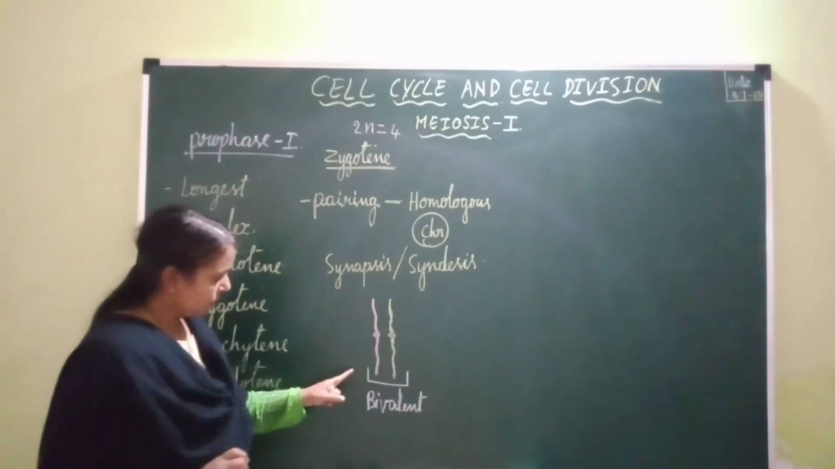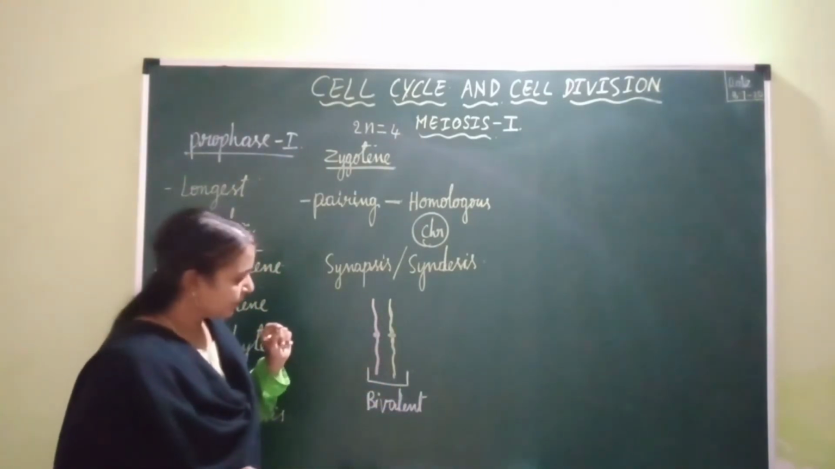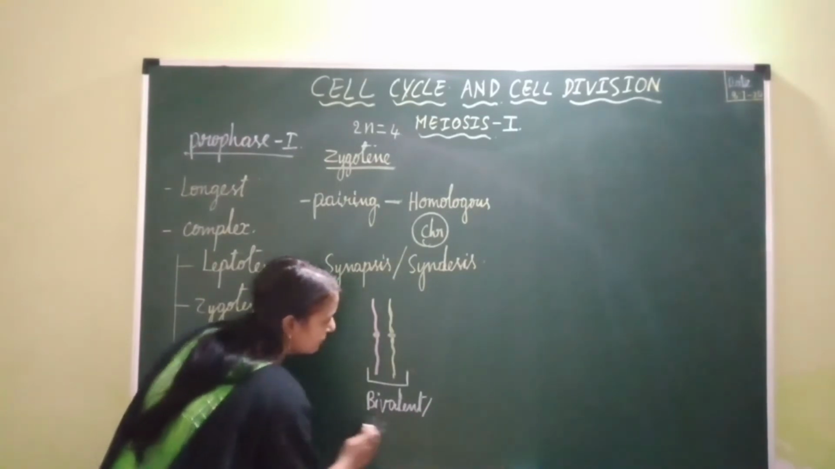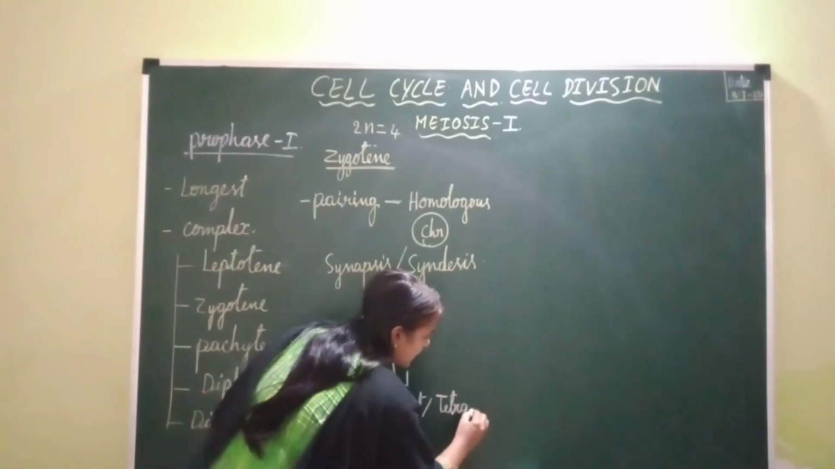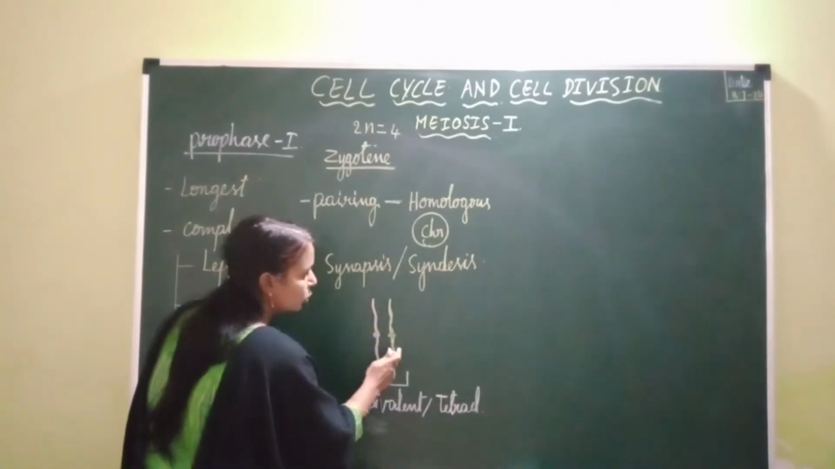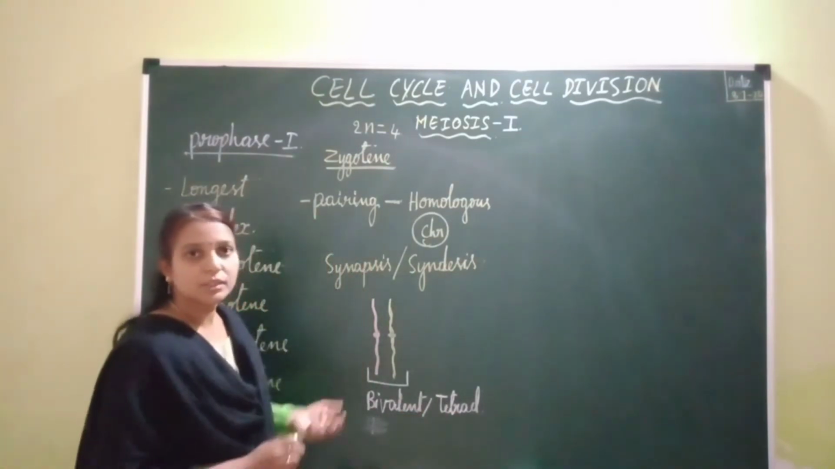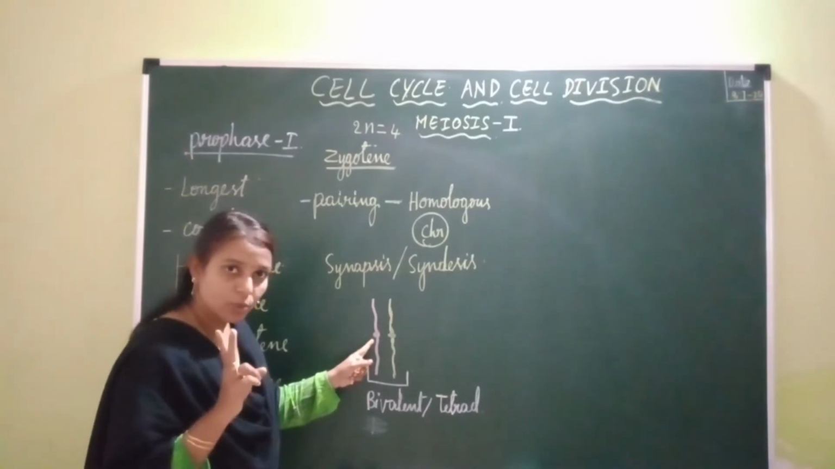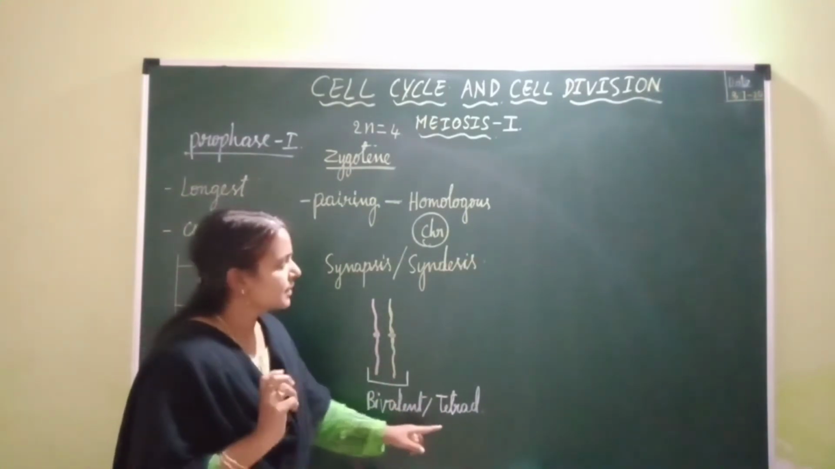So now the bivalent is formed due to the pairing between homologous chromosomes. This bivalent is also called a tetrad. It is called a bivalent due to the presence of two chromosomes, and it is called a tetrad because of the presence of four chromatids, because in each chromosome originally two chromatids are present.